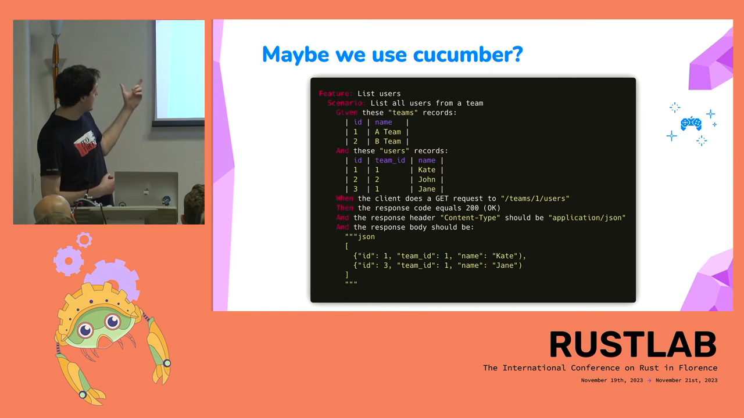Then it reads: the client does a GET request to this endpoint, expect the 200 OK, and this content type, and this is the data I then get. If I were to make a mistake in my query that returns all users instead of just from the team, I would have gotten an extra user and my test would fail. Plus, can we agree that this reads pretty easily?